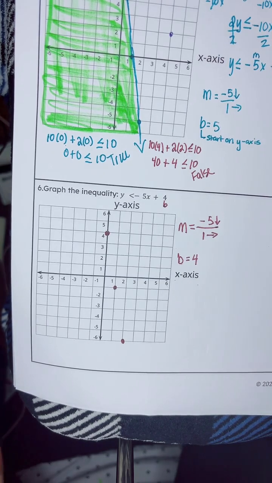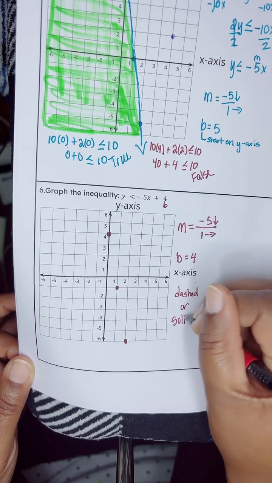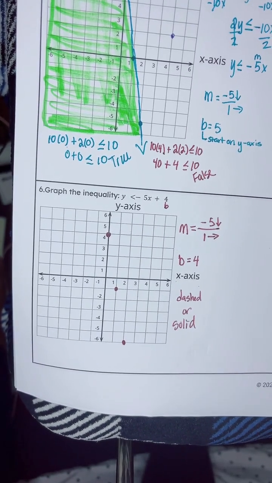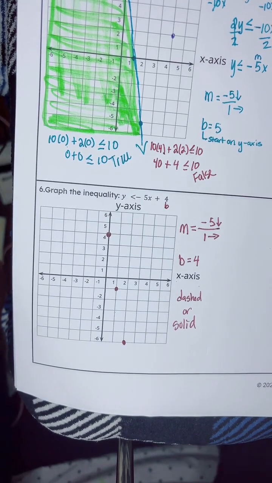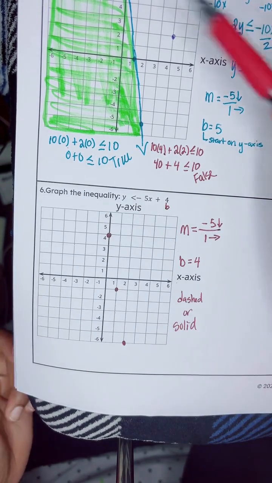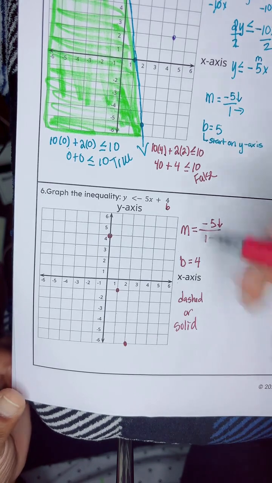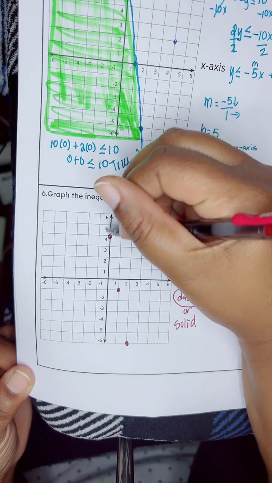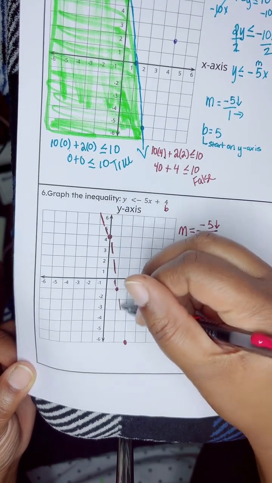So now you have to ask yourself, is it dashed or solid? Which one is it? Dotted. Good. Dash, dash, dash. Ooh. So it can't be a full line because it doesn't have the line underneath. It doesn't have that equal sign. See how this one up here had the equal sign underneath the inequality? So when it's just less than, it's going to be dashed. And so we're going to do here, here. We're just going to dash it all the way through.